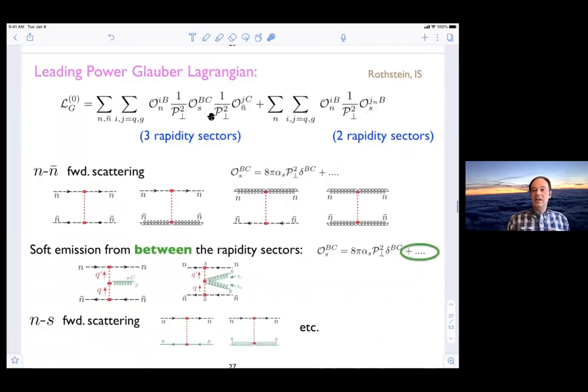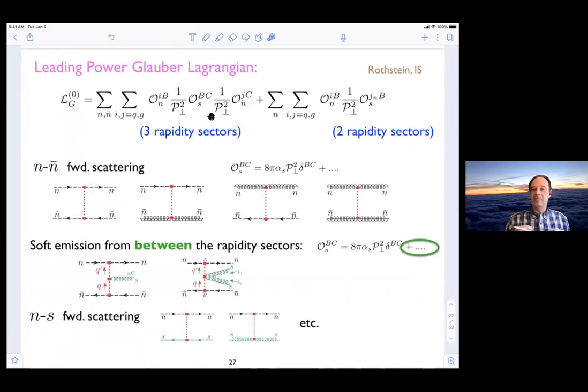Now, I didn't say anything yet about the Glauber Lagrangian, so I want to come back to that before getting to the applications. So the Glauber Lagrangian actually has the following structure. It can be described as an interaction like a potential between soft and collinear particles, and it comes in two parts. It comes in what I call a two rapidity sector part, which is sort of collinear and soft interacting through a potential, and then a three rapidity sector part, which has two collinear directions as well as a soft part.